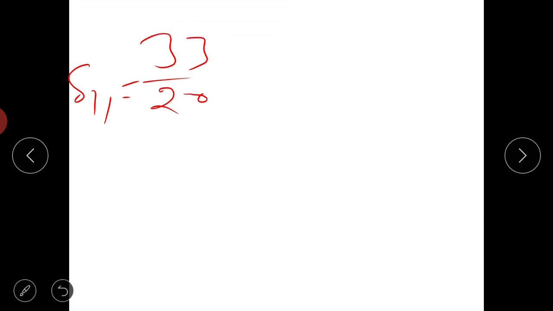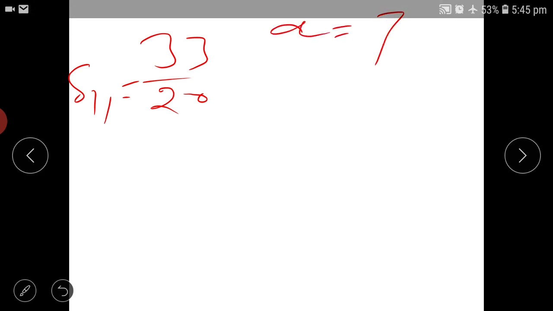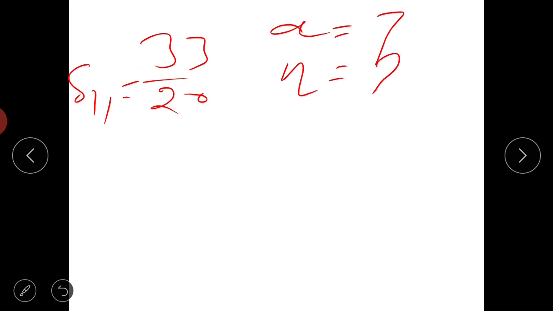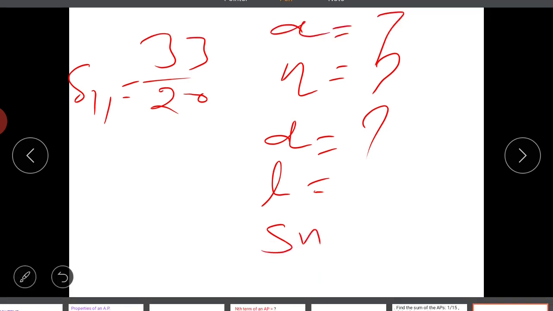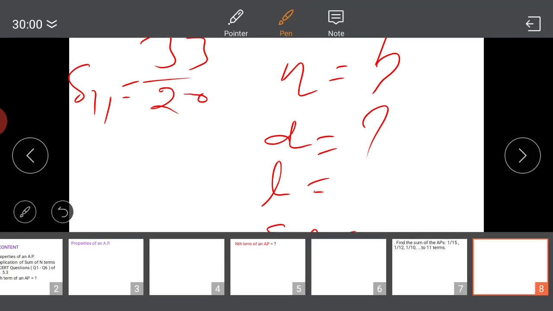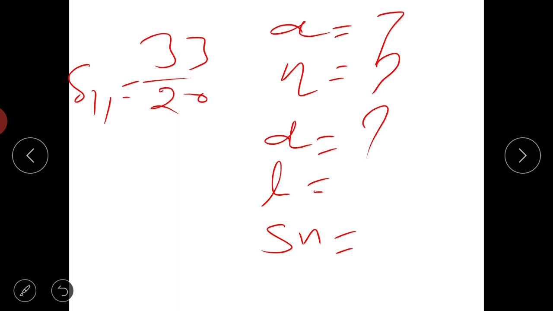Got it or not? Yes beta, got it. Please take care of this. There is nothing big. You have the first term A, find n, and what is D in the given question, and the last term or Sn. There are 5 quantities given. Out of 5, any 3 or 4 are given in the question and you have to find one. So these are simple, very easy questions.